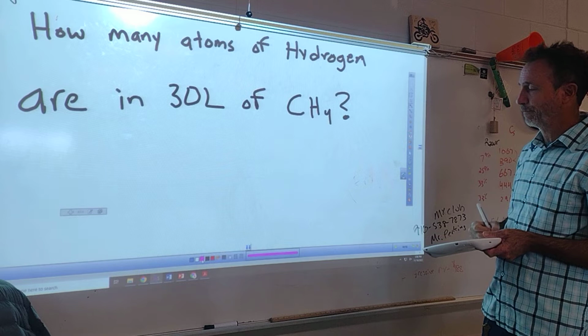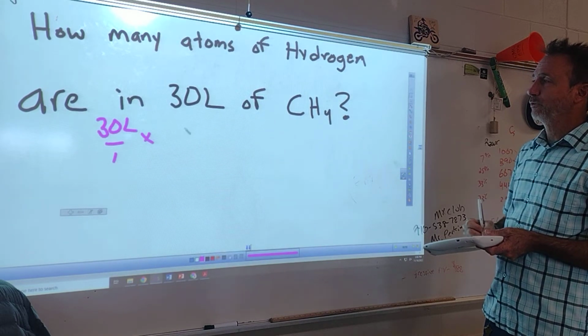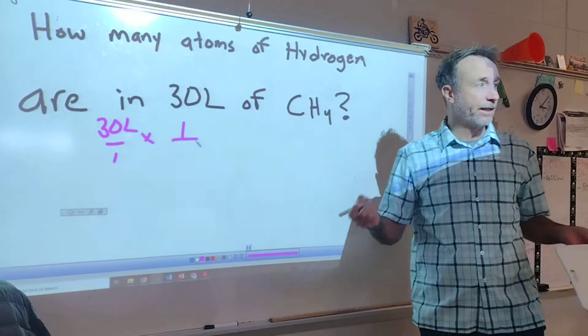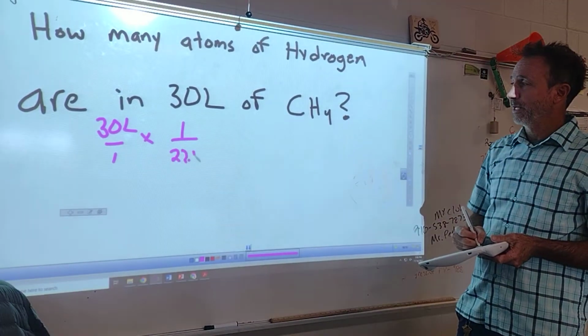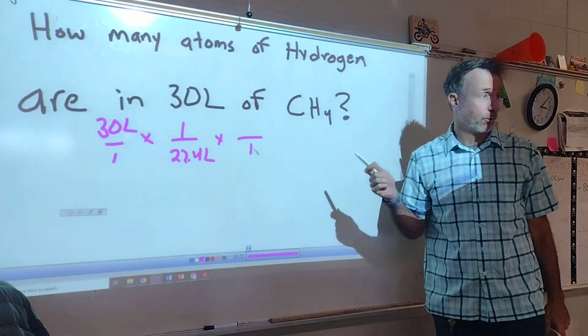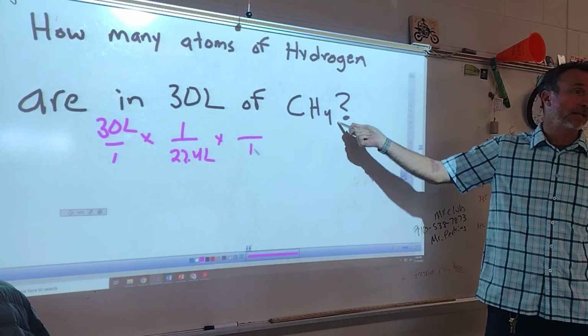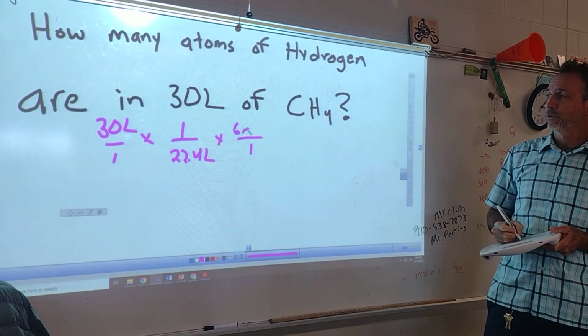You would say, okay, the number I'm given, 30 liters over 1 times 1 over, what's the proper number in liters? 22.4. And if you wanted to know how many molecules there were, what's the proper number for molecules? 6.02.